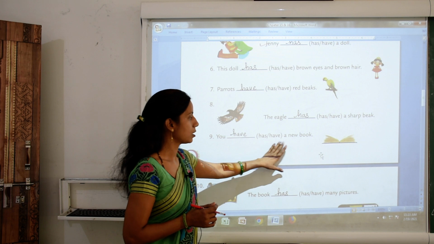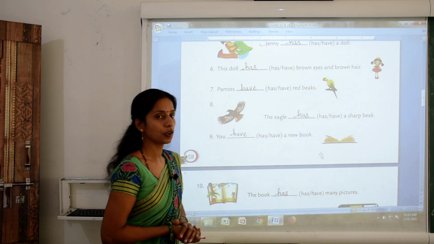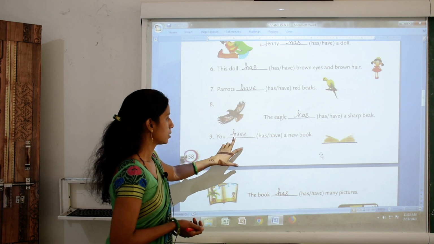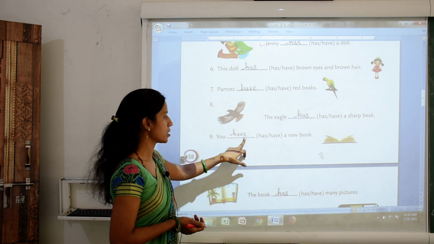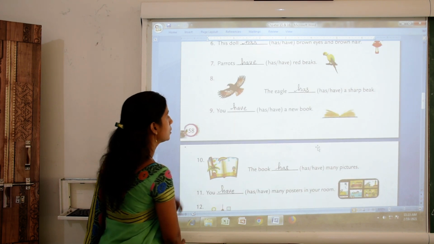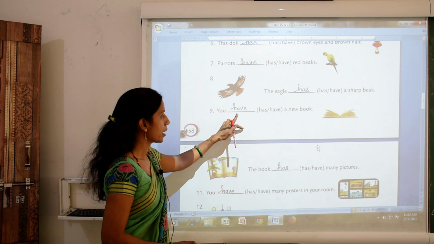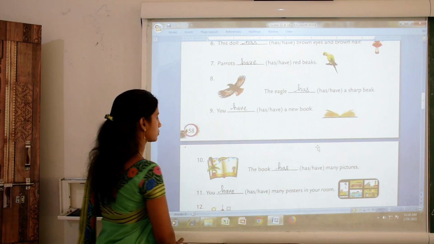Number 9, you have a new book. Here you have to write have, H-A-V-E, have. Because you can be singular and plural both. So always use have with you.